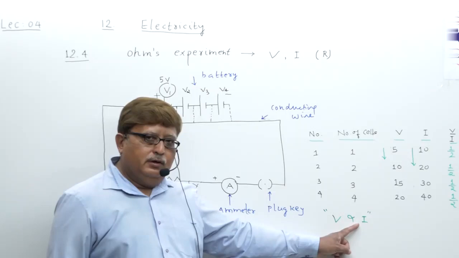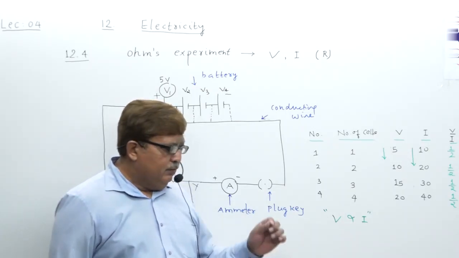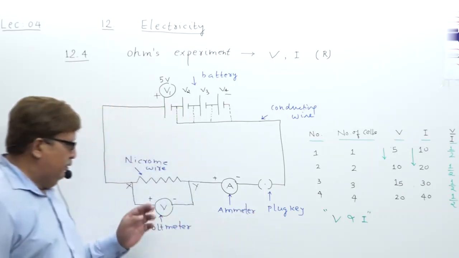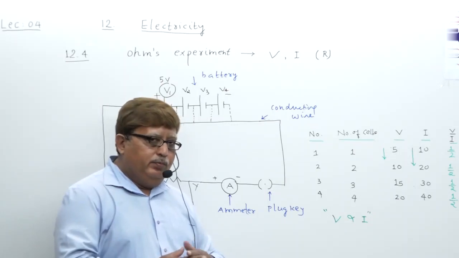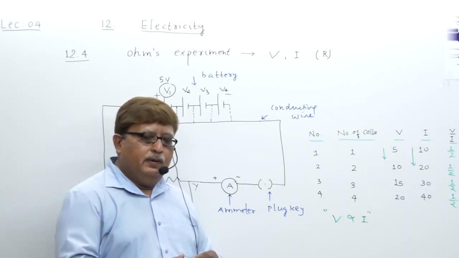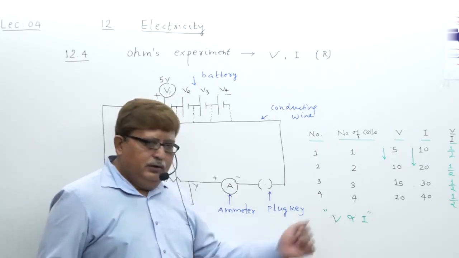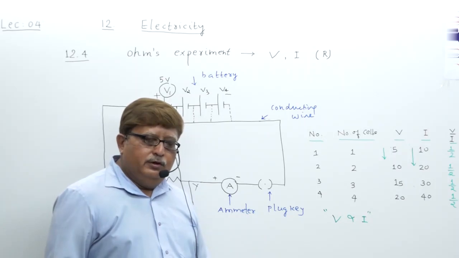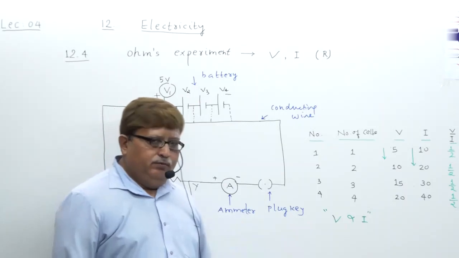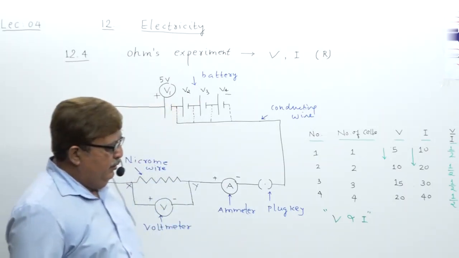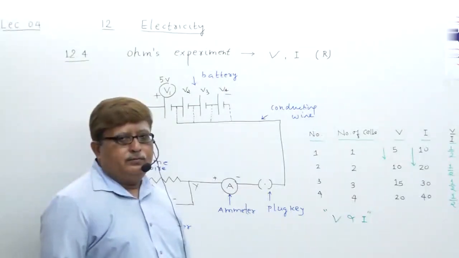What? Current passing through a conductor is directly proportional to the potential difference across two ends of the resistor, means two ends of the conductor. Okay, V varies to I. Actually it is known as Ohm's law.